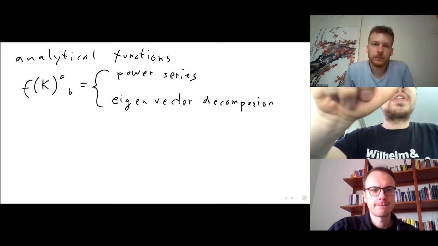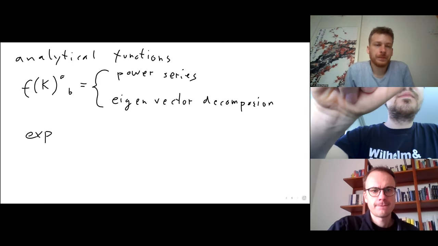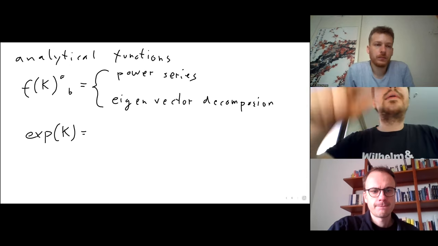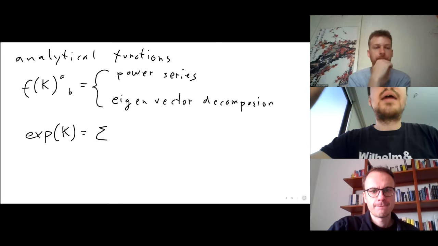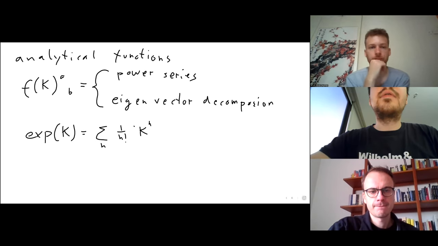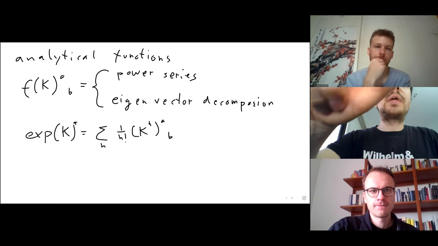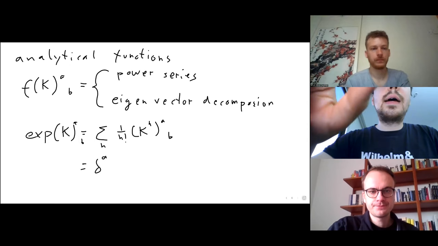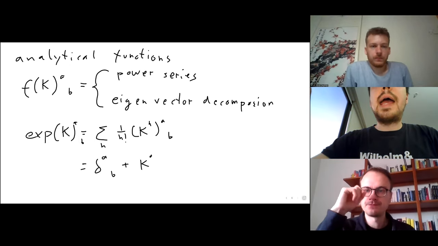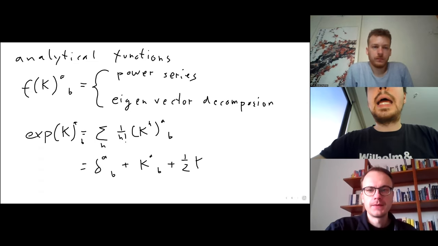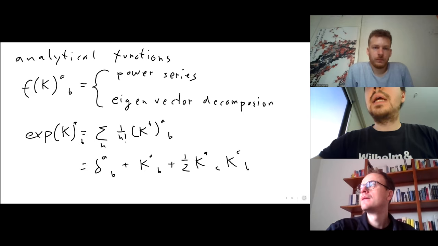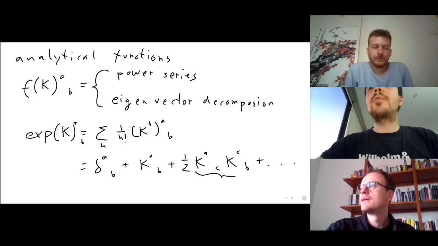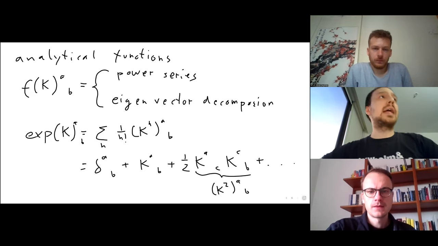So here the statement, just as an example, the exponential map of K, we can really just write as the sum over 1 over n factorial, where we have K to the n, A B. And so here we can also use abstract index notation. What do I mean by that? Well, I have Kronecker delta A B plus K A B plus 1/2 K A C K C B plus, and so on, where of course this object here is nothing else than the linear map K squared, which is again a linear map.